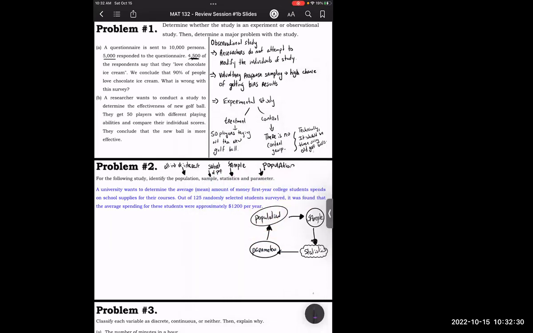So let's figure out part B now. So part B states, problem 2. It states that a university wants to determine the average mean amount of money first-year college students spends on school supplies for their courses. Out of the 125 randomly selected students surveyed, it was found that the average spending of these students were approximately $1,200 per year. So, what is our population for this study?